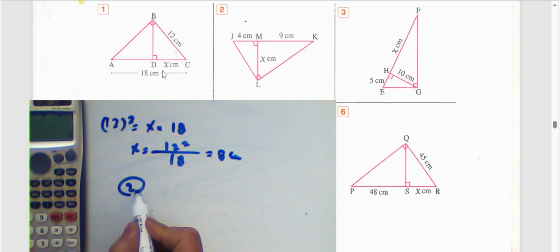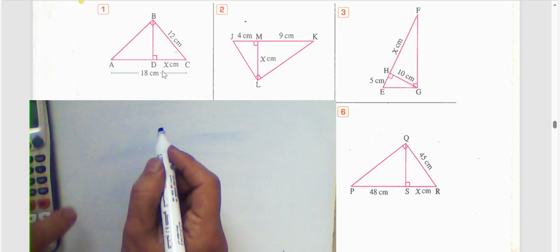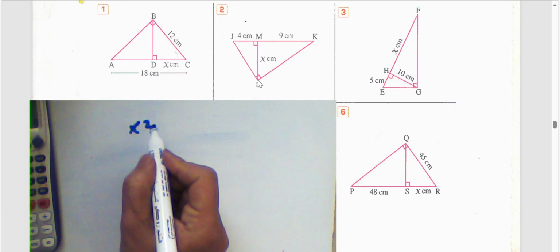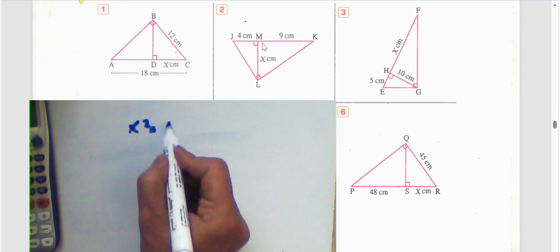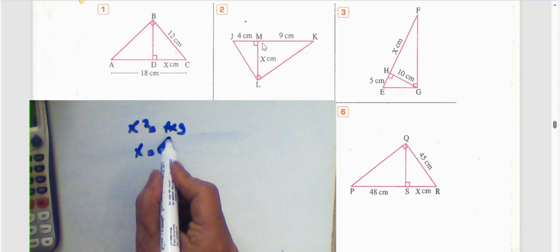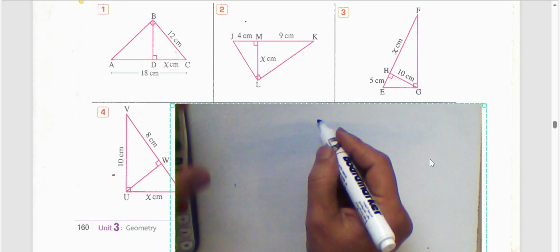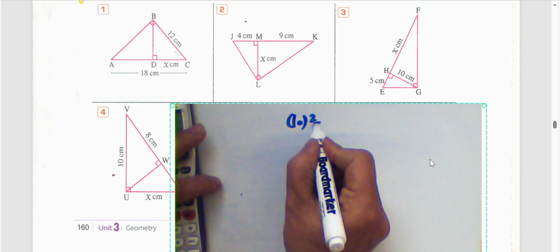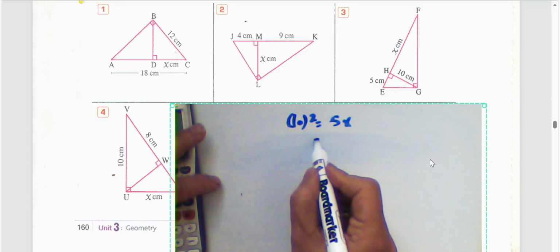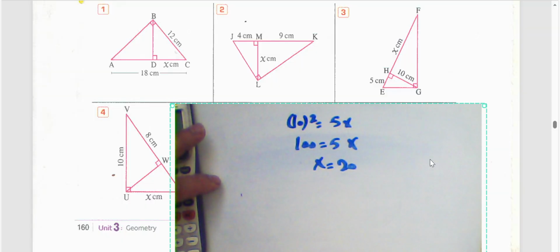And next question number 2. This is question number 1, okay? Number 2, we can find x also. We know x power 2, look here, equals 4 times 9. 4 times 9 is 36, then x equals square root of 36 equals 6 centimeters. Next question. We know 10 power 2 equals 5 times x, then 10 power 2, 100, equals 5 times x, then x equals 20.